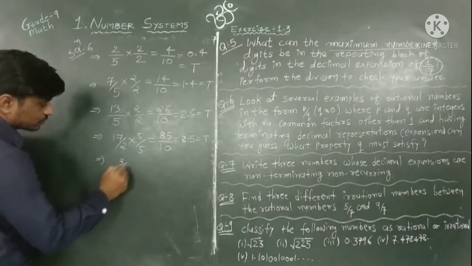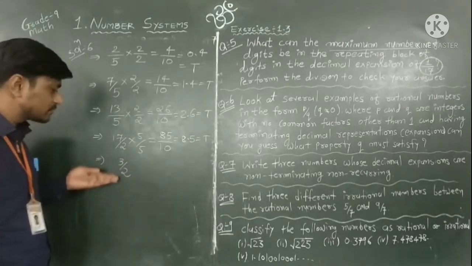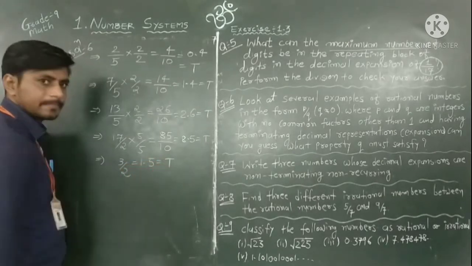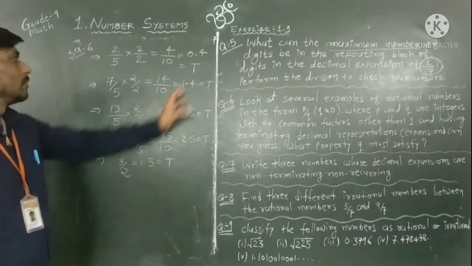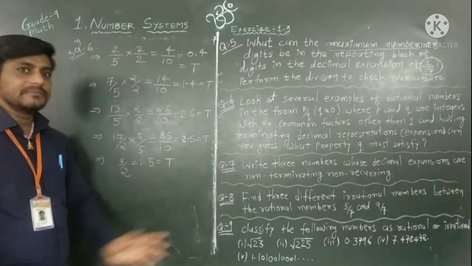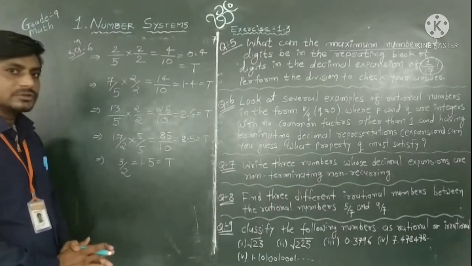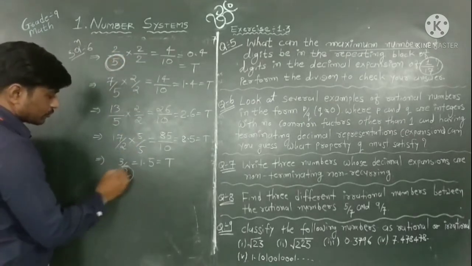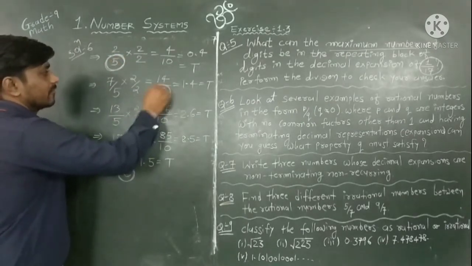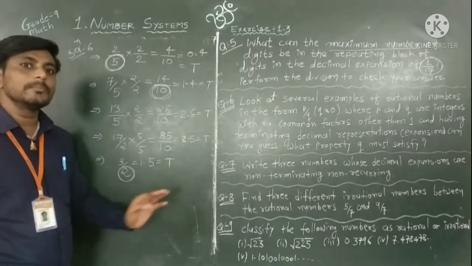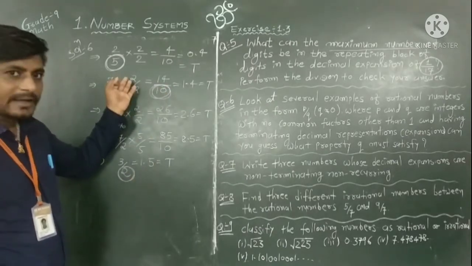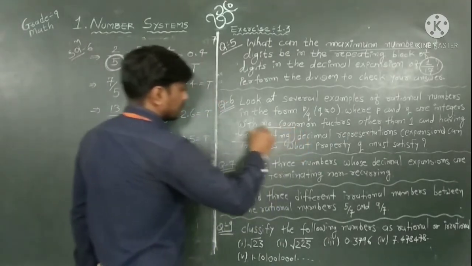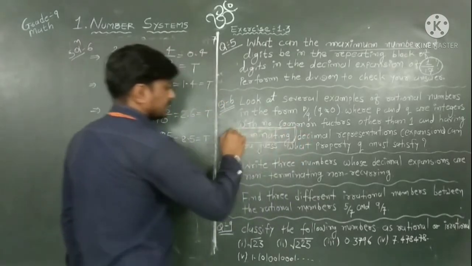Again, take suppose 3 by 2. So what happens? It's obviously 3 by 2 is 1.5. So you can write directly 1.5, and this is a terminating number. Okay. So by these examples, we conclude that if q is a factor of 5 or 2 or both, or 10, then q satisfies this condition and the number will be a terminating number.